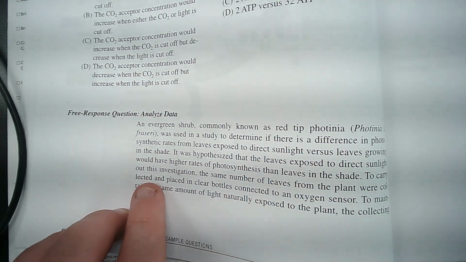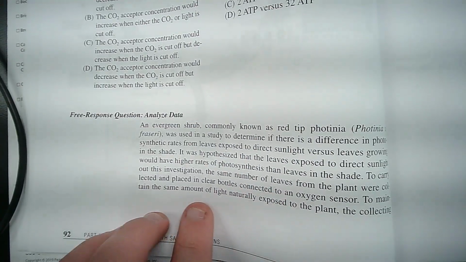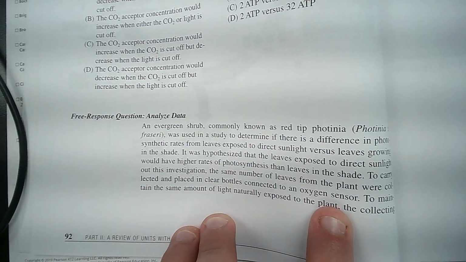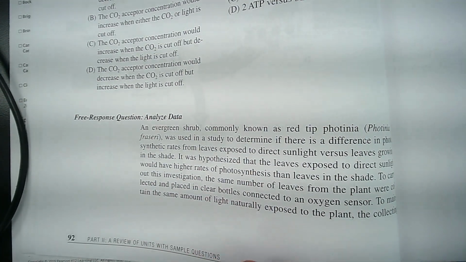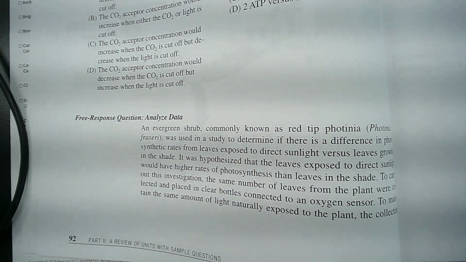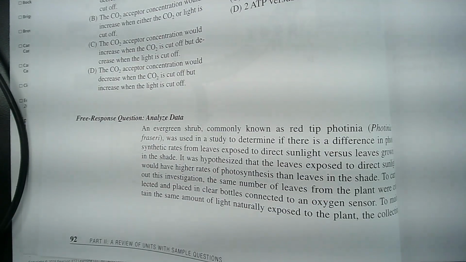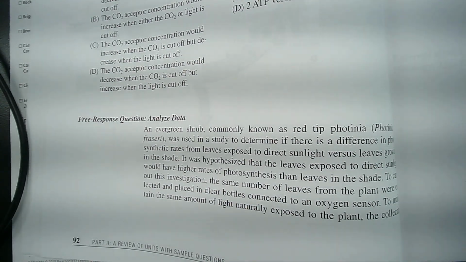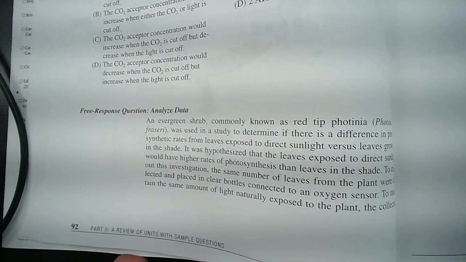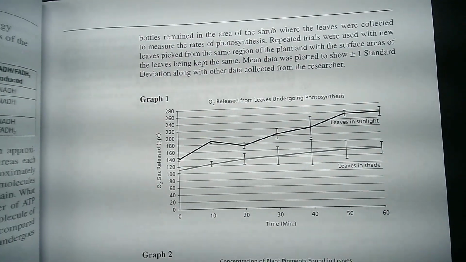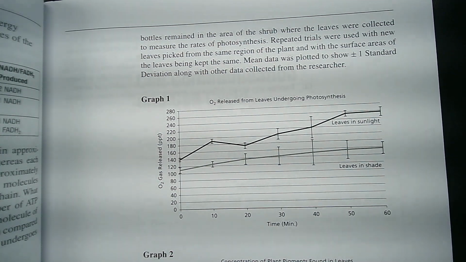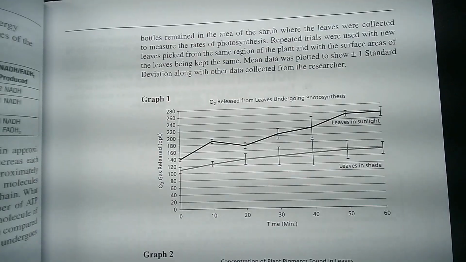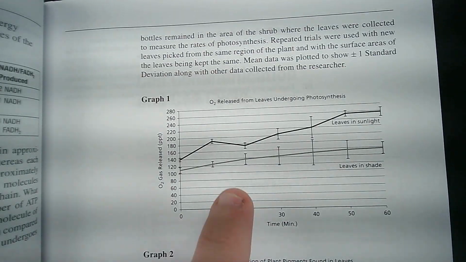All right, so to carry out this investigation, the same number of leaves were collected and placed in clear bottles connected to an oxygen sensor. Why might we want to do that? Remember, oxygen is a product of photosynthesis. So if you track how much oxygen we're making, that tells us the rate at which photosynthesis is occurring. To maintain the same amount of light naturally exposed, the collecting bottles remained in the area of the shrub where the leaves were collected. Repeated trials were used with new leaves picked from the same region of the plant and with surface areas being the same.